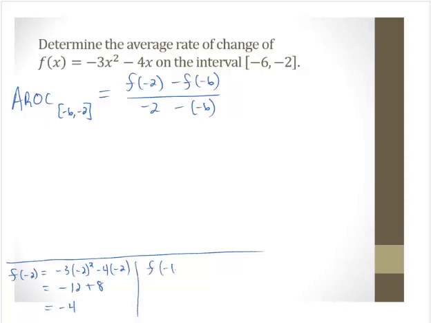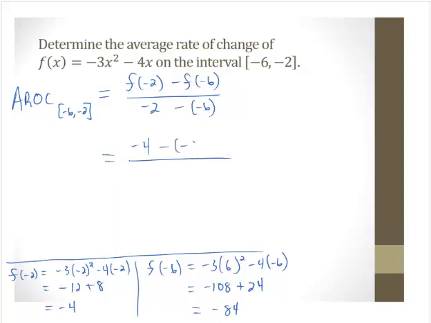And f of negative 6 would be negative 3 times 6 squared minus 4 times negative 6. That would be negative 3 times 36, that's negative 108, plus 24, that's negative 84. So that would give me negative 4 minus negative 84 over negative 2 minus negative 6. That is 80 over 4, which is 20. So the average rate of change of that function over the interval negative 6 to negative 2 is 20.